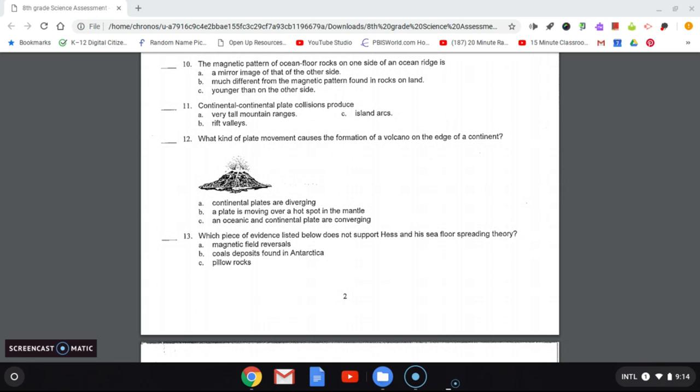Number 10, the magnetic pattern of ocean floor rocks on one side of an ocean ridge is A, a mirror image of that on the other side. B, much different from the magnetic pattern found in rocks on land. Or C, younger than on the other side.